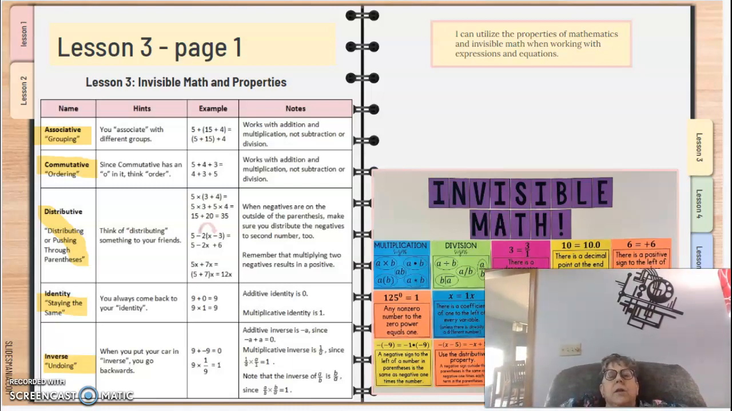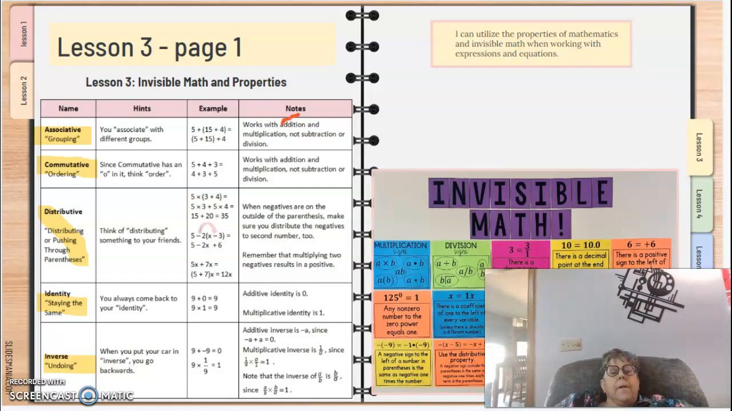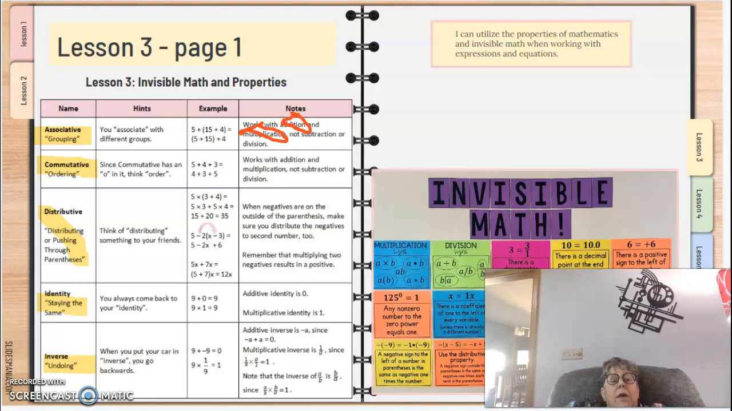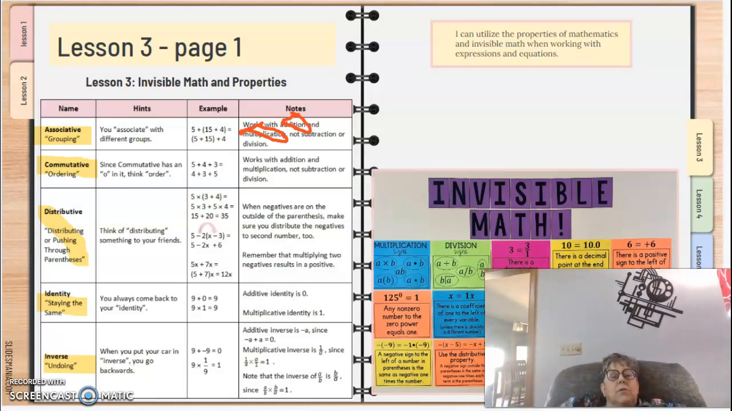Associative property, and I always go to the example because examples are really how I like to learn. Basically, it's saying that you can associate or group things together in varying ways and moving them around. But noticing it only works with addition and multiplication and not subtraction and division. So you can't say that 15 minus 4 minus 7 equals the same thing as 7 minus 15 minus 4. You can't move those around. And same thing with the division.